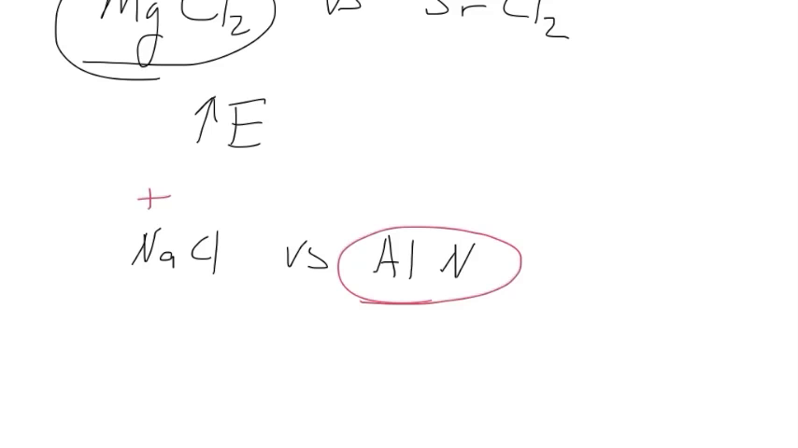Sodium is a +1, right? What's the charge on the chlorine? -1. What about on the aluminum? +3, and then the nitride? -3. Look at that, the charge. Much bigger charge. The bigger the charge, the bigger the energy of the electrostatic interaction. Make sense?